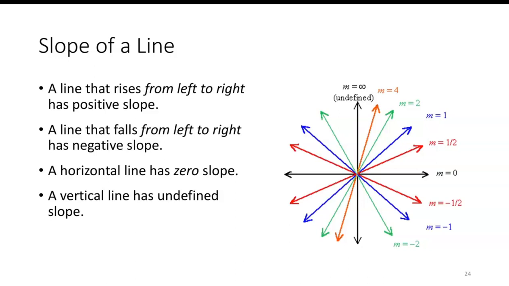All right, so anyway, a line that rises from left to right has a positive slope. So as you're going upwards from left to right, the slope will be positive. If you're going downwards left to right, that'd be a negative slope. A horizontal line would be one that has 0 slope, so there's no up or down, it's just left to right. A vertical line has undefined slope, or you could think of it as infinite slope.